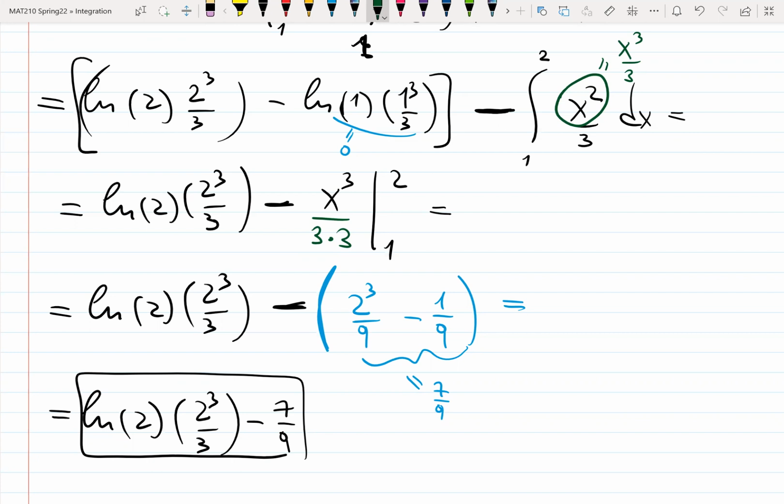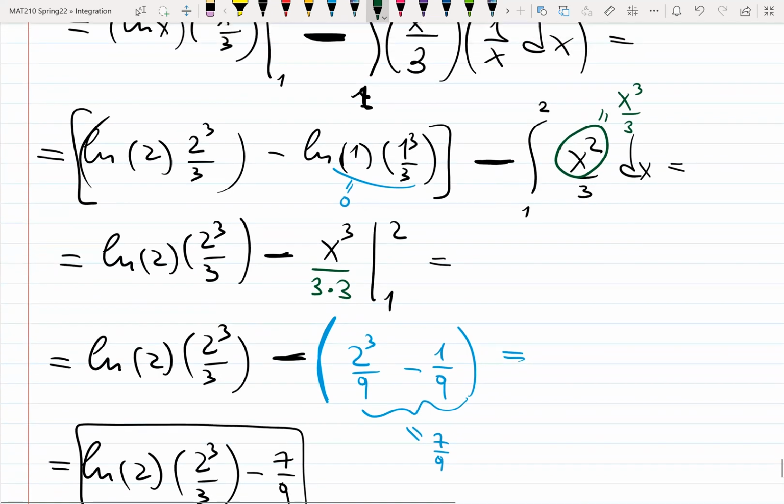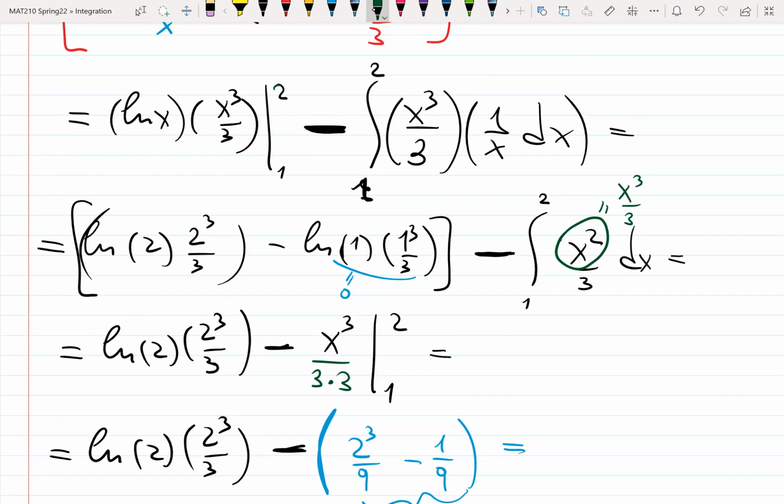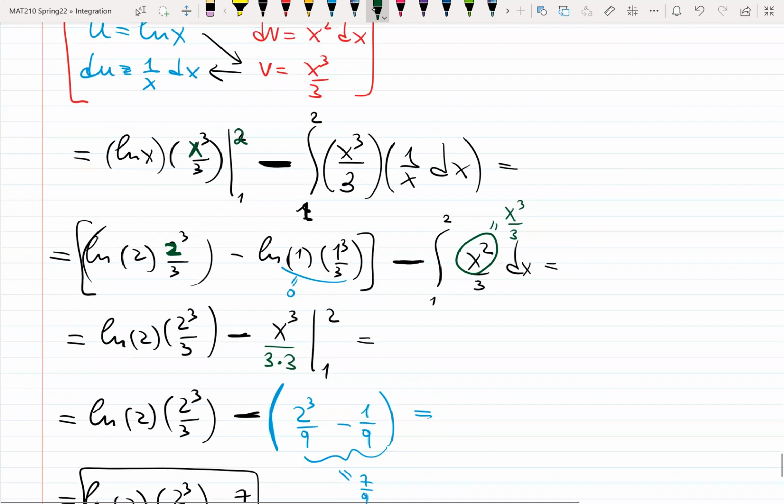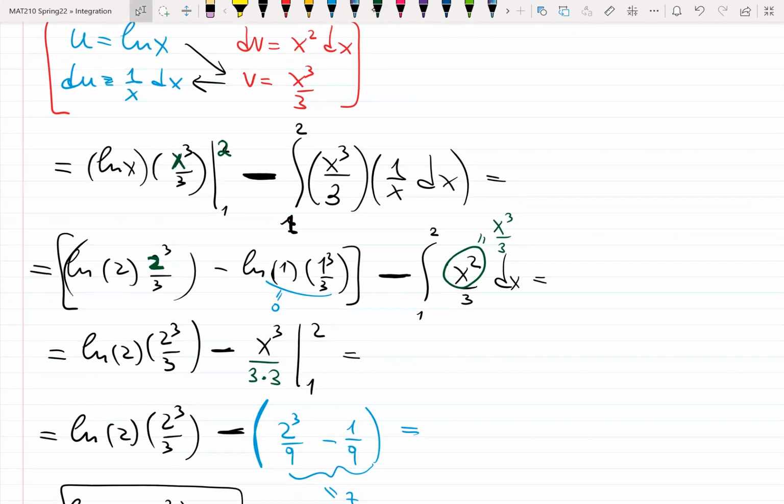And then how do you do the derivative of u, how do you get 2/3? Oh, good question. Plug 2 into x. So it was 2. I think that's what you're asking, right? 2 cubed over 3, and then 1 cubed over 3 when you plug in 1.